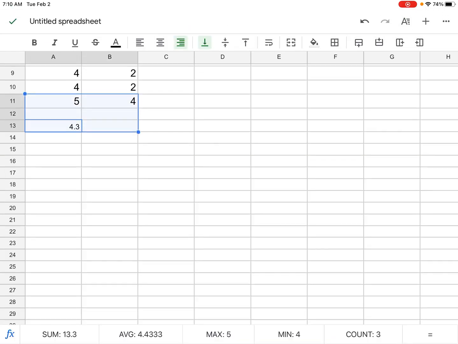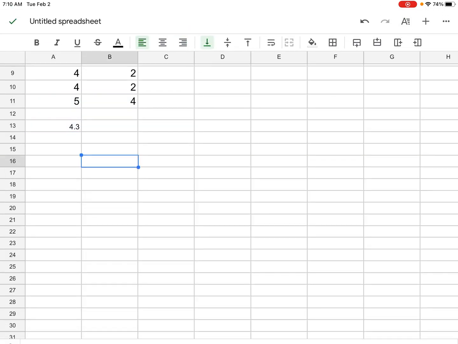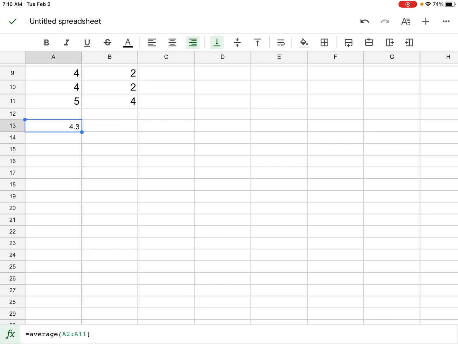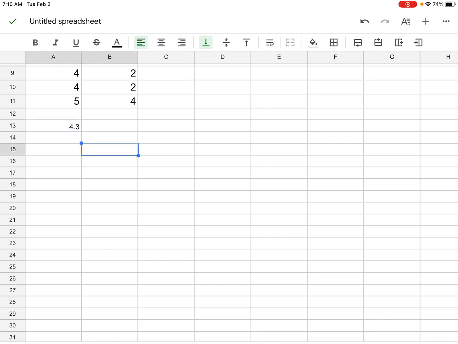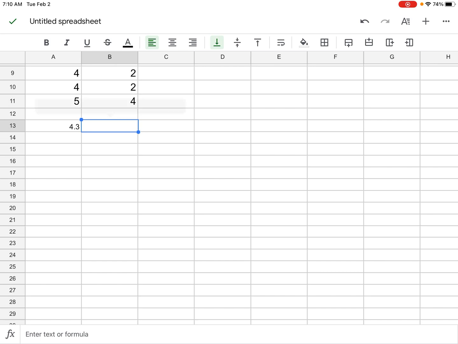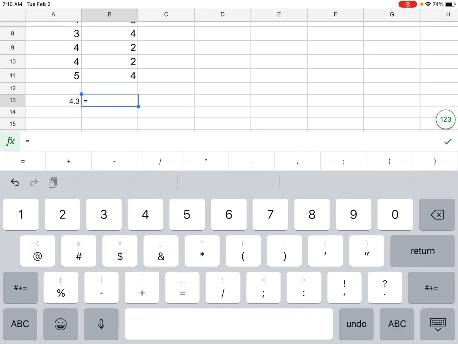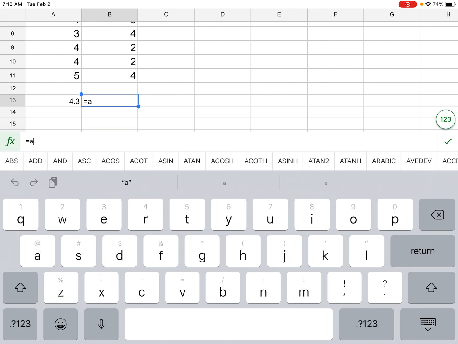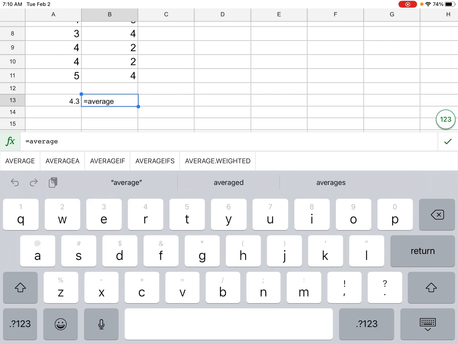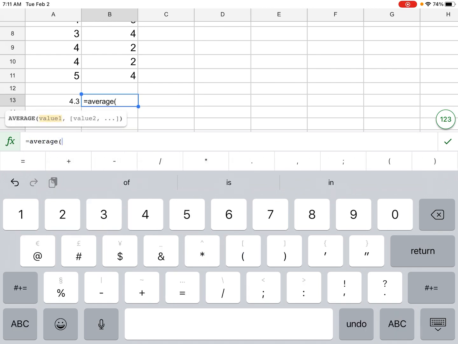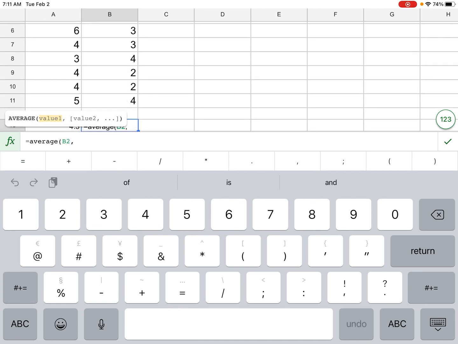You can drag it over. Should be able to drag it. Nope, not going to do it. So I'll just go ahead and do it the same way. So equals average. Spell it out. I find the average of it. Then I'm going to highlight the data.